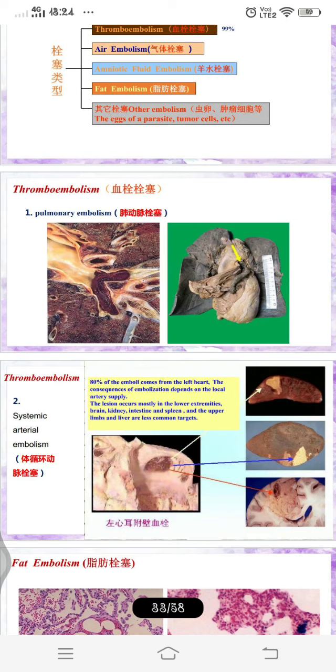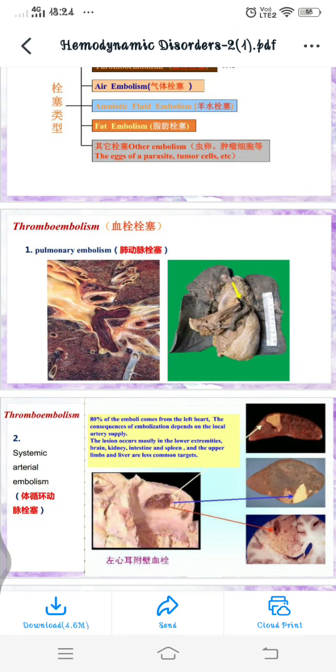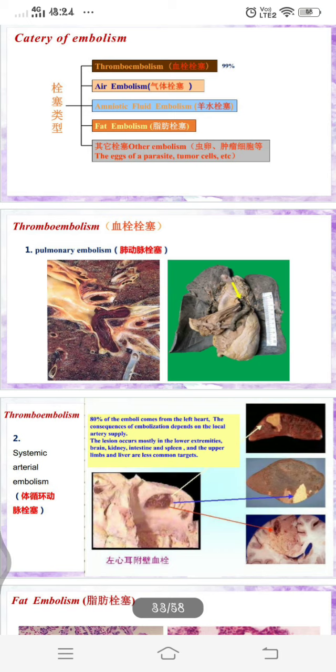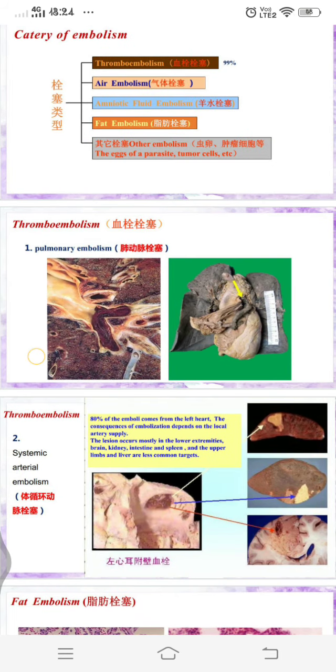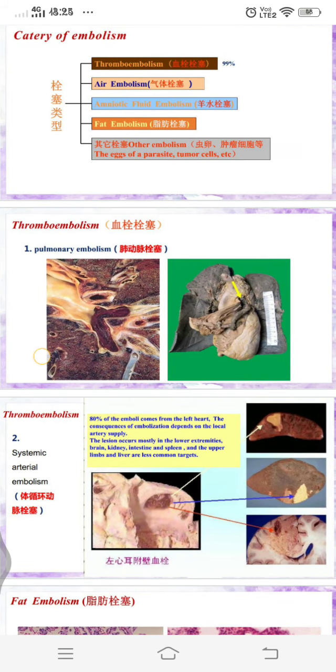Okay, now next let us see systemic arterial embolism. In systemic arterial embolism, 80% of the emboli come from the left heart. The consequences of embolization depend on the local artery supply. The lesions occur mostly in the lower extremities, brain, kidney, intestine, spleen, and upper limbs, and the liver is a less common target.